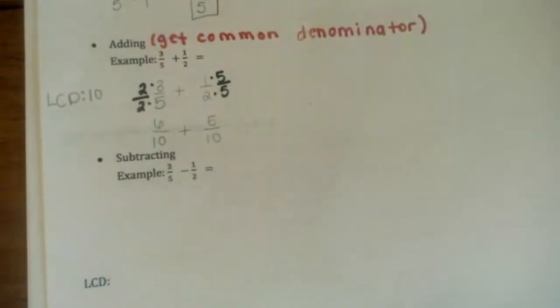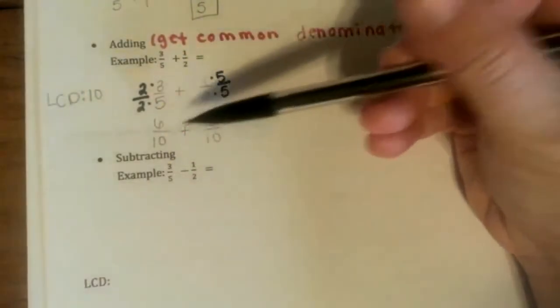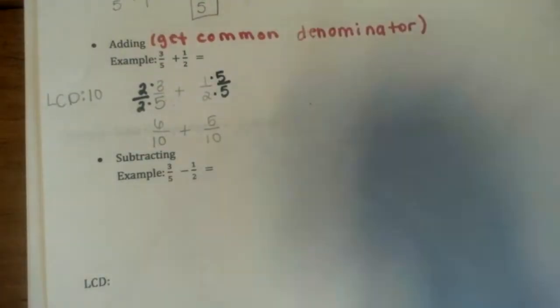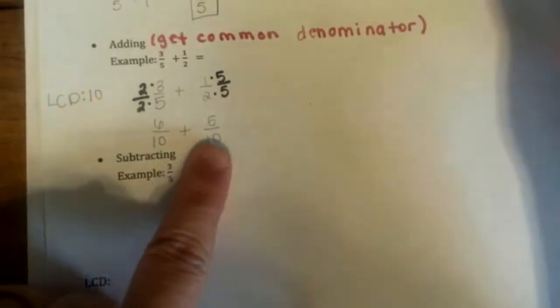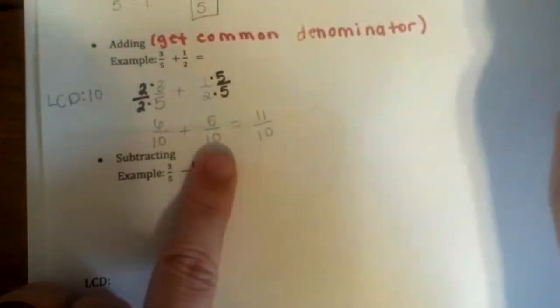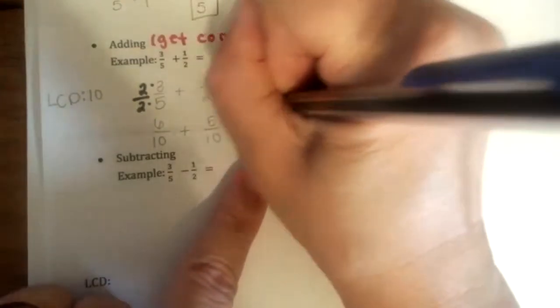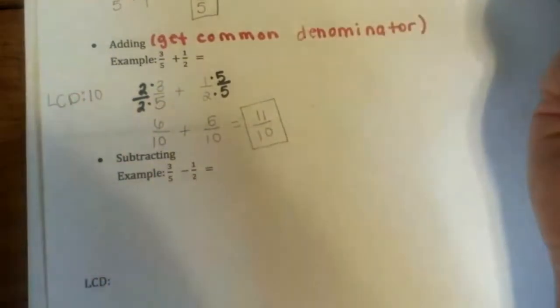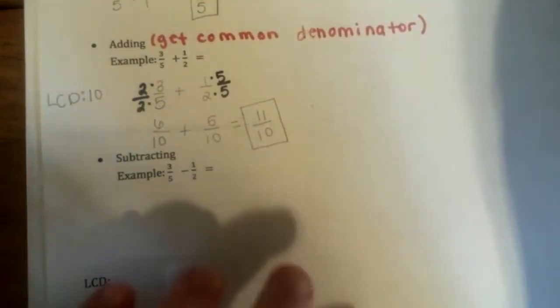So now I have 6 tenths plus 5 tenths. So now I have tenths that I'm adding together. So now I can combine those like terms, combine my tenths. So if I have 6 tenths plus 5 tenths, 6 things plus 5 things would give me 11 things. So 6 tenths plus 5 tenths is 11 tenths. So we cannot reduce or simplify 11 over 10. There's no number that 11 and 10 have in common. So done, final answer.